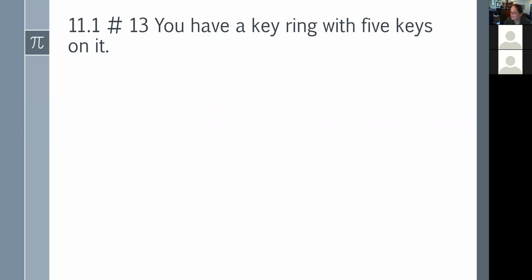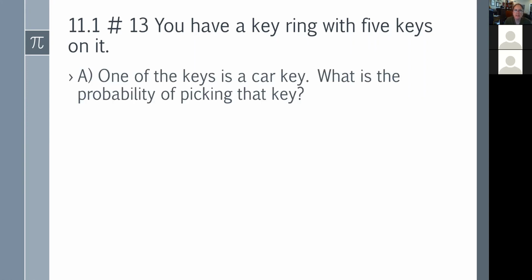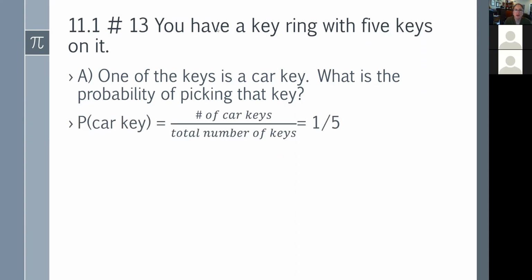I don't remember exactly where we left off yesterday, so I thought we would start with problem number 13. It says you have a key ring with 5 keys on it. One of the keys is a car key. What is the probability of picking that key? Well, the probability of picking the car key is the number of car keys divided by the total number of keys. And so we have 1 divided by 5, which is 1/5.